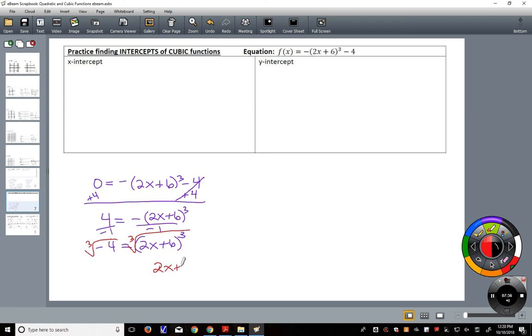So that on this side, I have 2x plus 6. On this side, you could technically leave the negative in there. We don't do that often, but we just know that the cube root of a negative number would be negative. Later, I just have to be comfortable with just writing it as the cube root of 4. And that's okay.